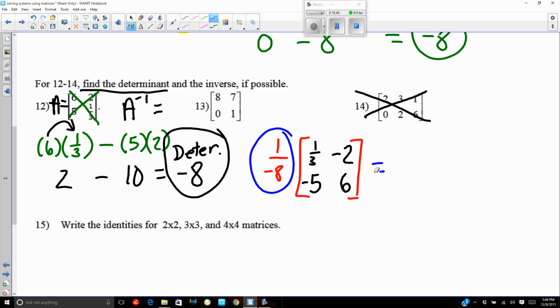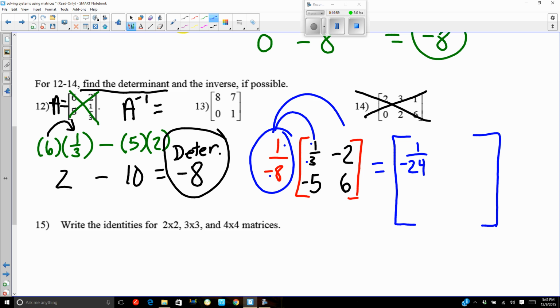1 over -8 times 1/3. To multiply two fractions, you multiply the two tops. So 1 times 1 is 1. -8 times 3 is -24. So that's what you get when you multiply -1/8 times positive 1/3. 1 over -8 times -2 is -2 over -8, which can be reduced. I'll do that in the last step.